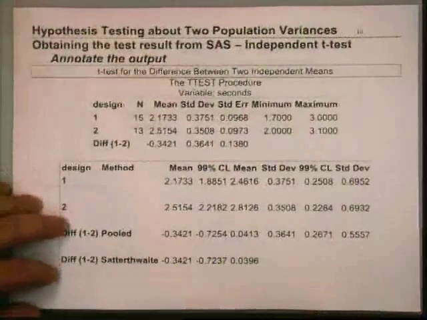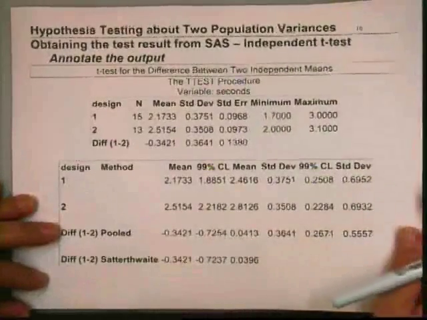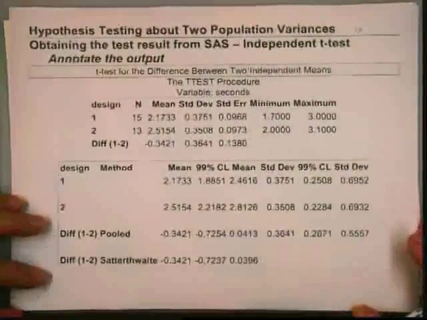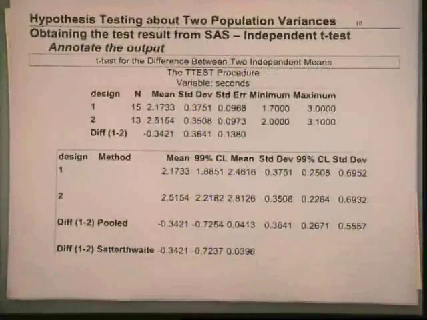Last time we had looked at PROC TTEST for determining the differences between two population means under the assumptions of normality and then whether the population variances were equal or not equal to each other. So now how do we know which one we have? Which condition? We're going to test that.